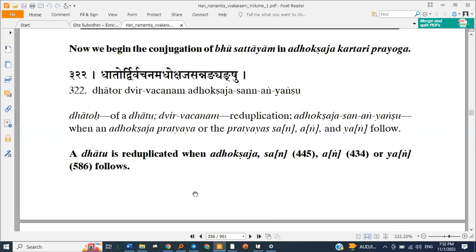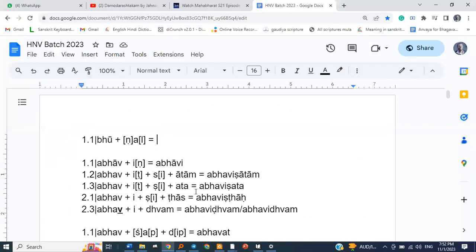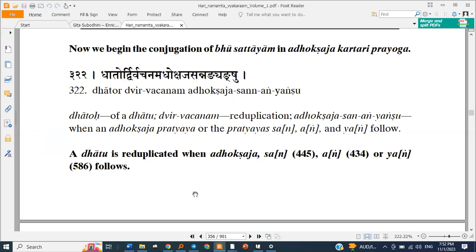So now reduplicated means the dhatu is doubled, like bhu. So we will duplicate it in this way. This bhu is there, we'll reduplicate it in this way, double. So a dhatu is reduplicated when either adhokshaja pratyayas are following, the pratyaya called sun is following, pratyaya called ang, or pratyaya called yang is following. So if either of them is following, we will reduplicate. In this case, we have this adhokshaja pratyaya null. So we did the reduplication.